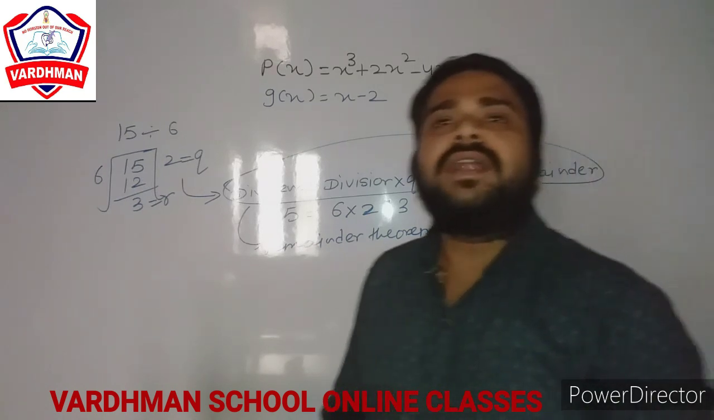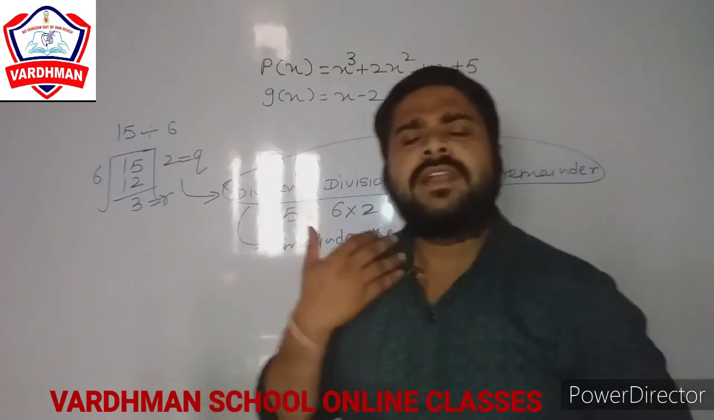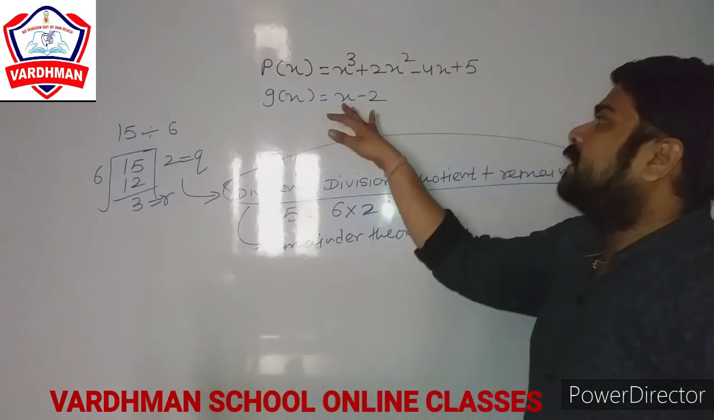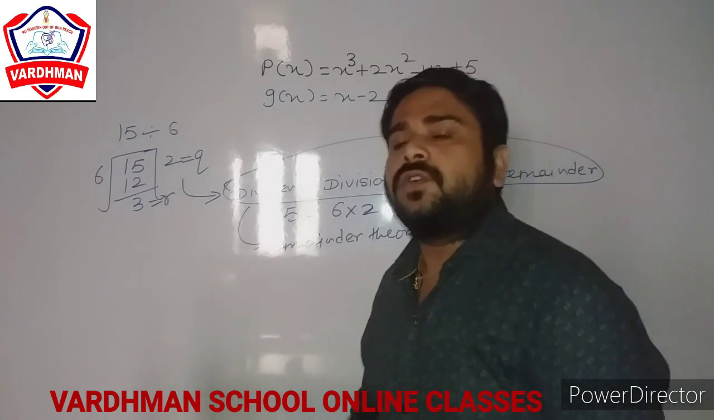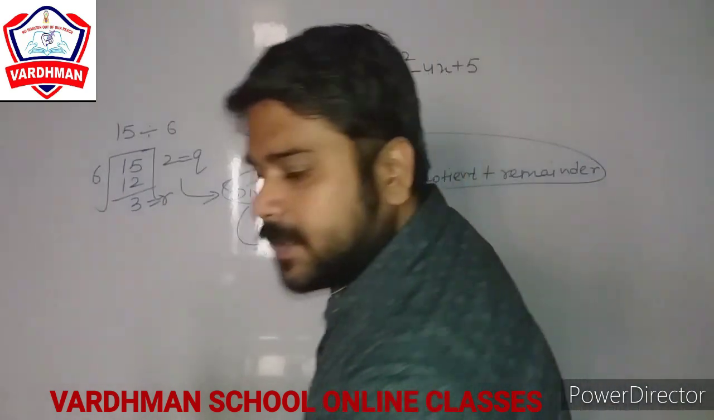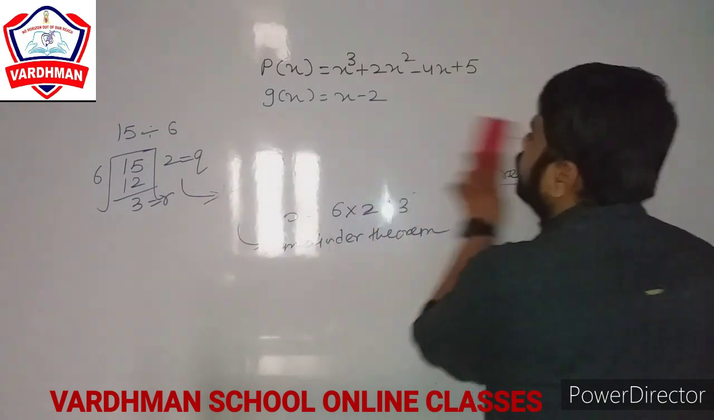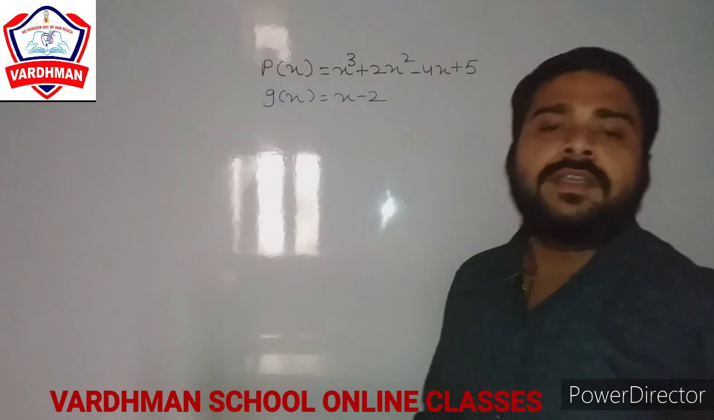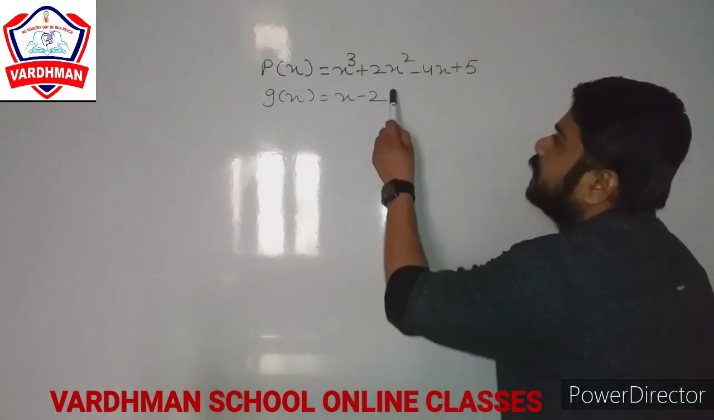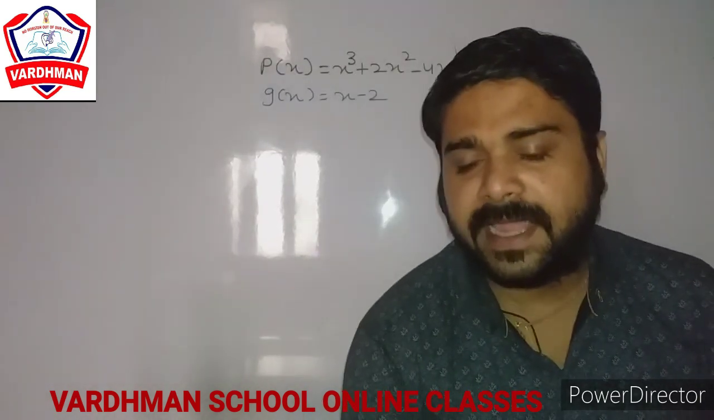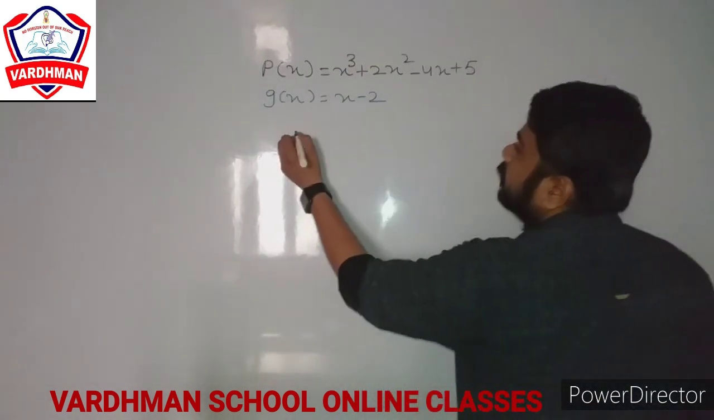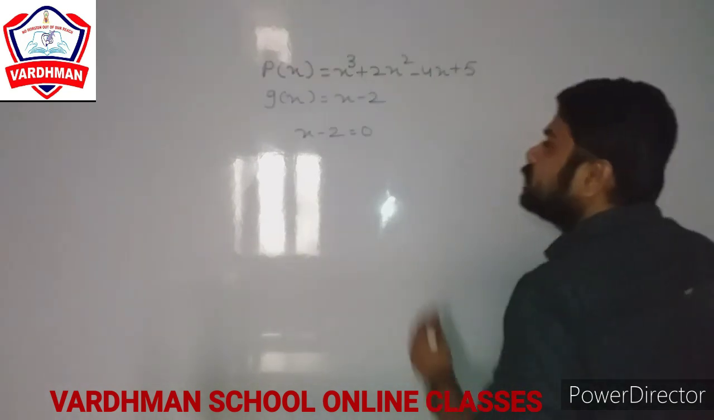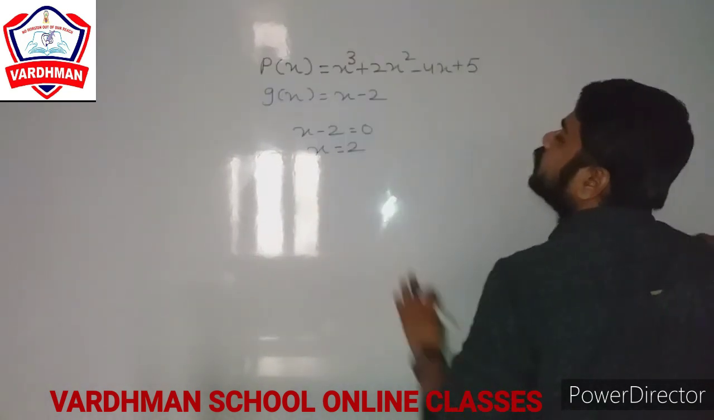But in this chapter, we have to find the remainder of a polynomial when divided by another polynomial. So there are two types of process. First one, put the value into this polynomial. First of all, x minus 2 is equal to 0, so x is equal to 2.